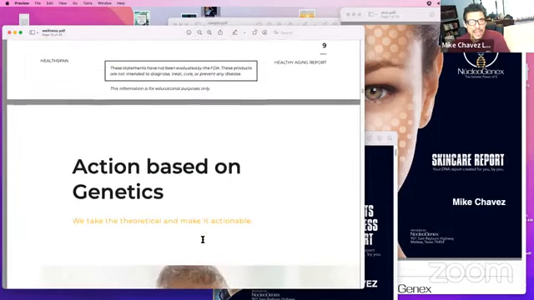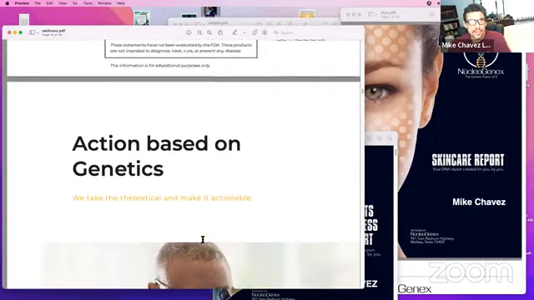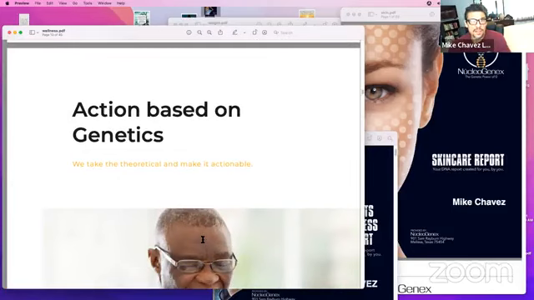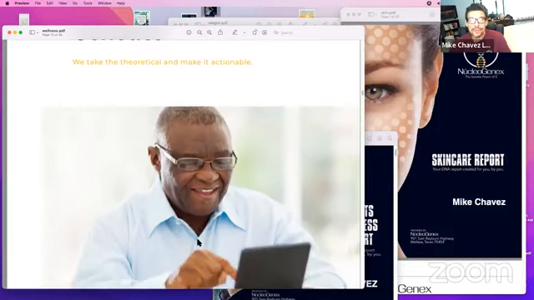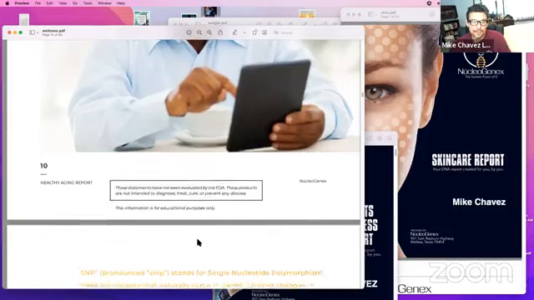So action-based genetics, I mentioned that we inherit genes from both of our parents. The difference between an actionable gene and a non-actionable gene is that a non-actionable gene is your hair color, your eye color, your mannerisms. Those things are never going to change. But what's interesting is the genes that are actionable, genes that we can take action on, are all related to our health. And that's what's really cool. And that's what this report shows.